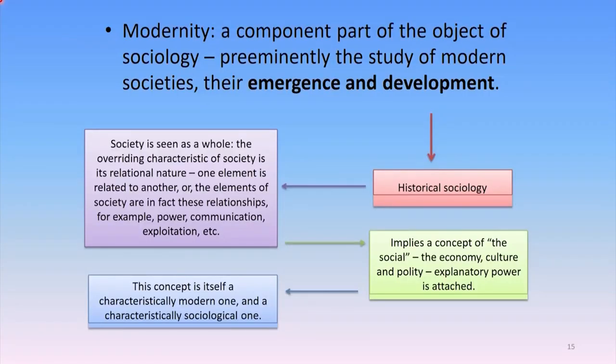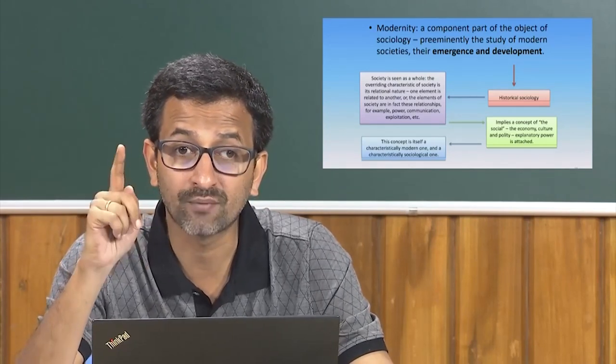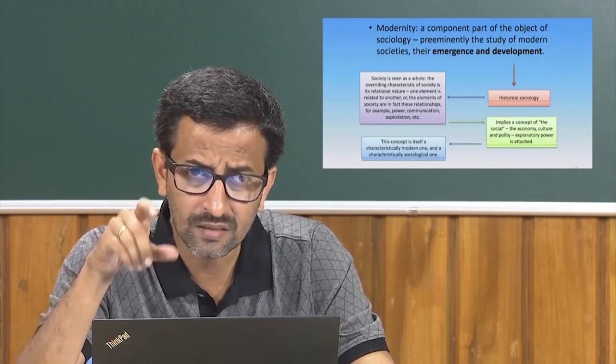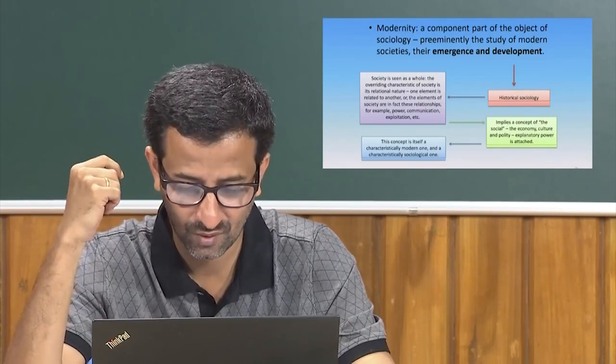Modernity, in other words, is a component part of the object of sociology, and it is in this sense that we are told that sociology is preeminently the study of modern societies, their emergence and development. Sociology, in this paradigm, is preeminently historical sociology. In fact, C. Wright Mills dwelt much on historical sociology in his book, The Sociological Imagination. If you look at the first section, the promise, he has dwelt much upon historical sociology.